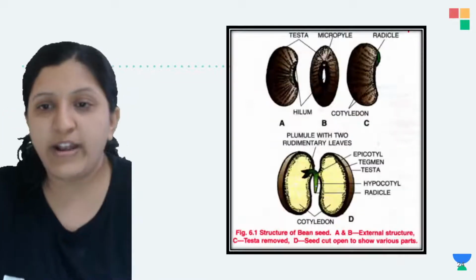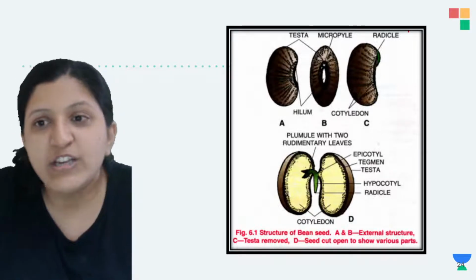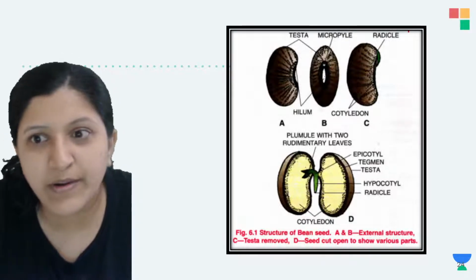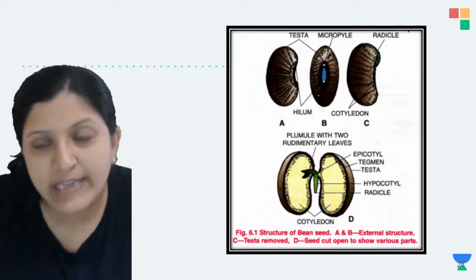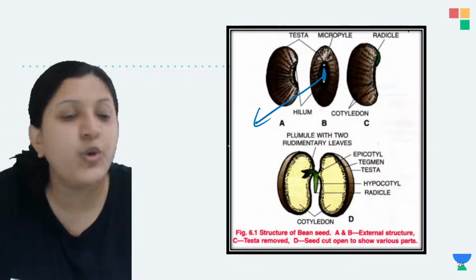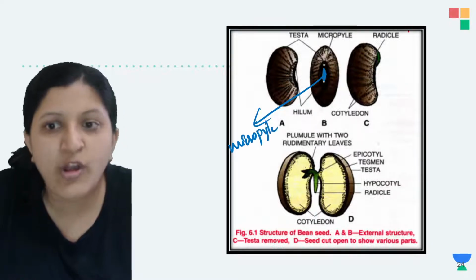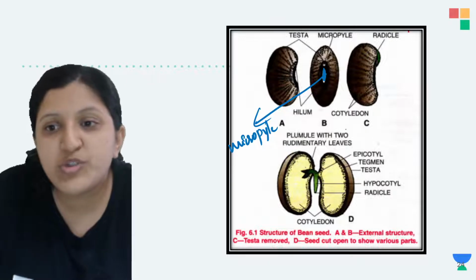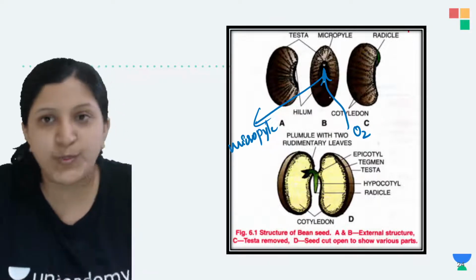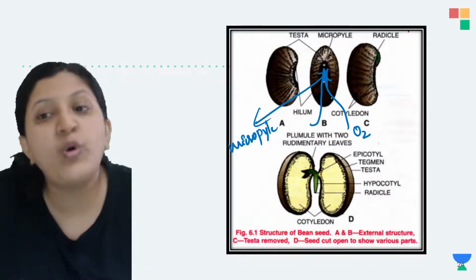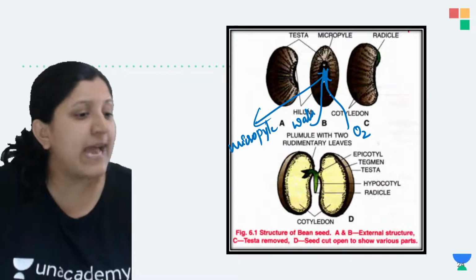Alright. Now for the testa, when we mentioned it, you can see here this tiny hole, right? So what is this tiny hole? We call it the micropylar opening, or micropyle. Through this structure, through that pore, oxygen is taken inside, and water is also absorbed. So how exactly does this occur?